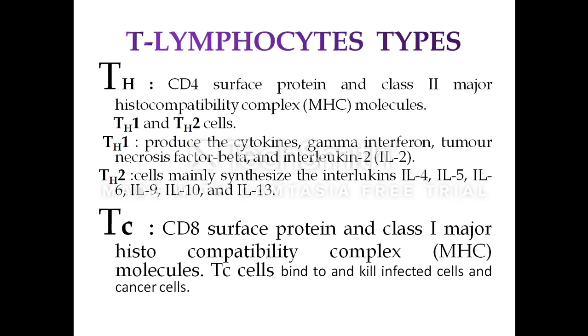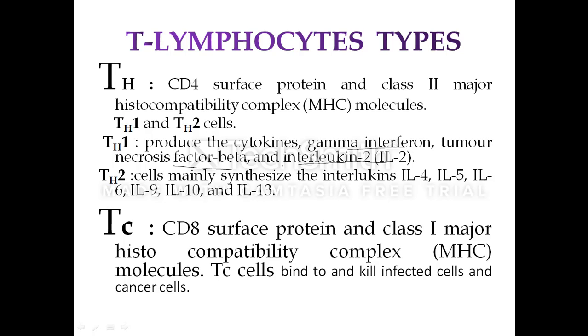The TH1 cell primarily produces the cytokines gamma interferon, tumor necrosis factor beta and interleukin 2.